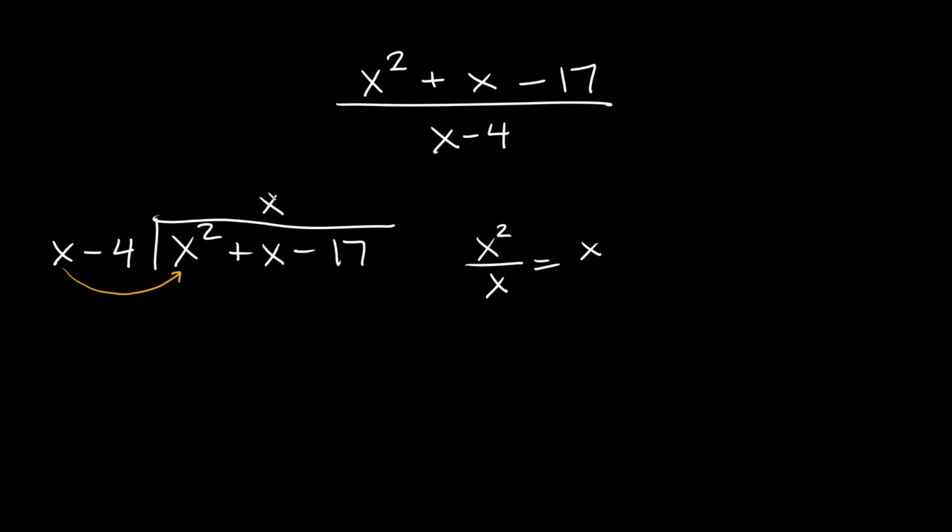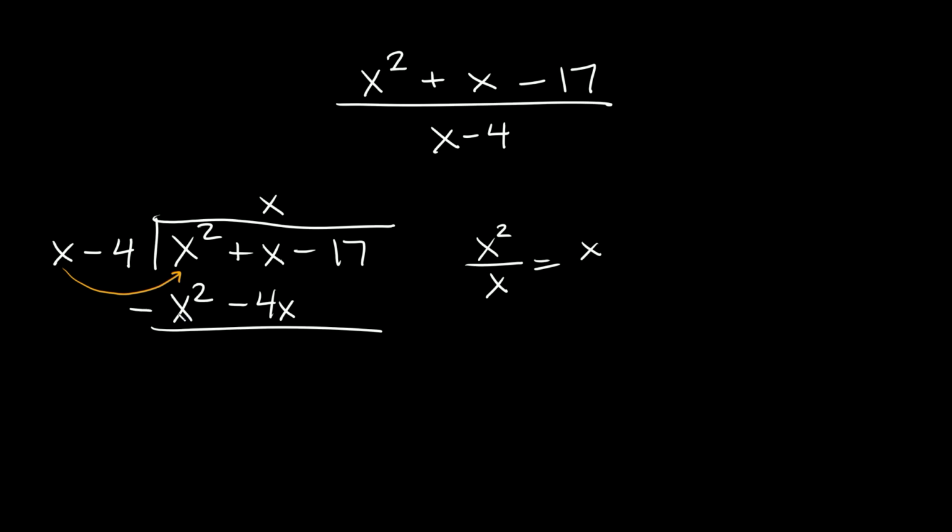Now that we have part of our answer, just like in normal long division, you take this and multiply it by this. First we do x times x, which is x squared. That goes right here, lined up with the other squared variable. Then we do x times negative 4, which is negative 4x. So minus 4x.